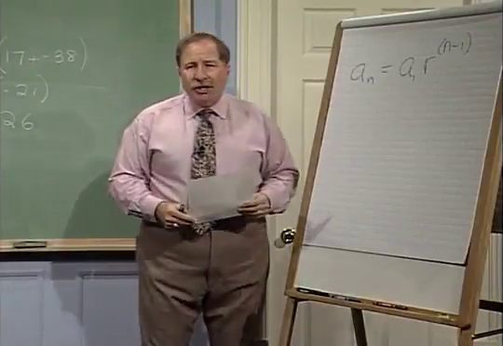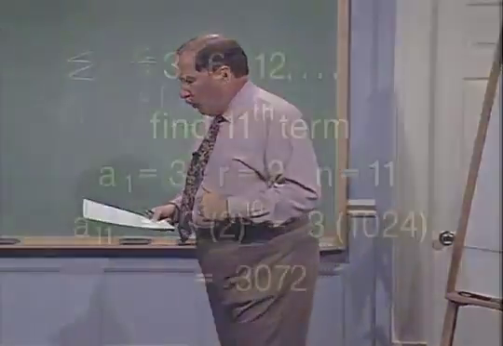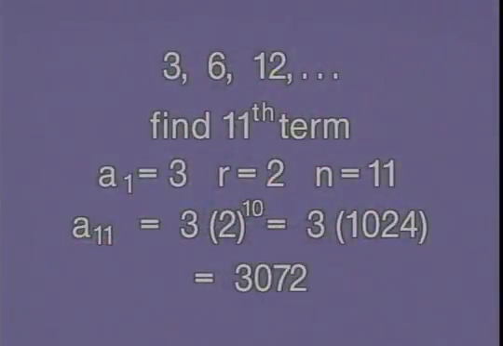Okay, let's go to the next visual, which uses this formula to find the 11th term of a geometric sequence. How do we know it's geometric? 3, 6, 12. Well, what times 3 is 6? 2. Is 2 times 6 12? Yes. What would the next term be? 2 times 12 would be 24.